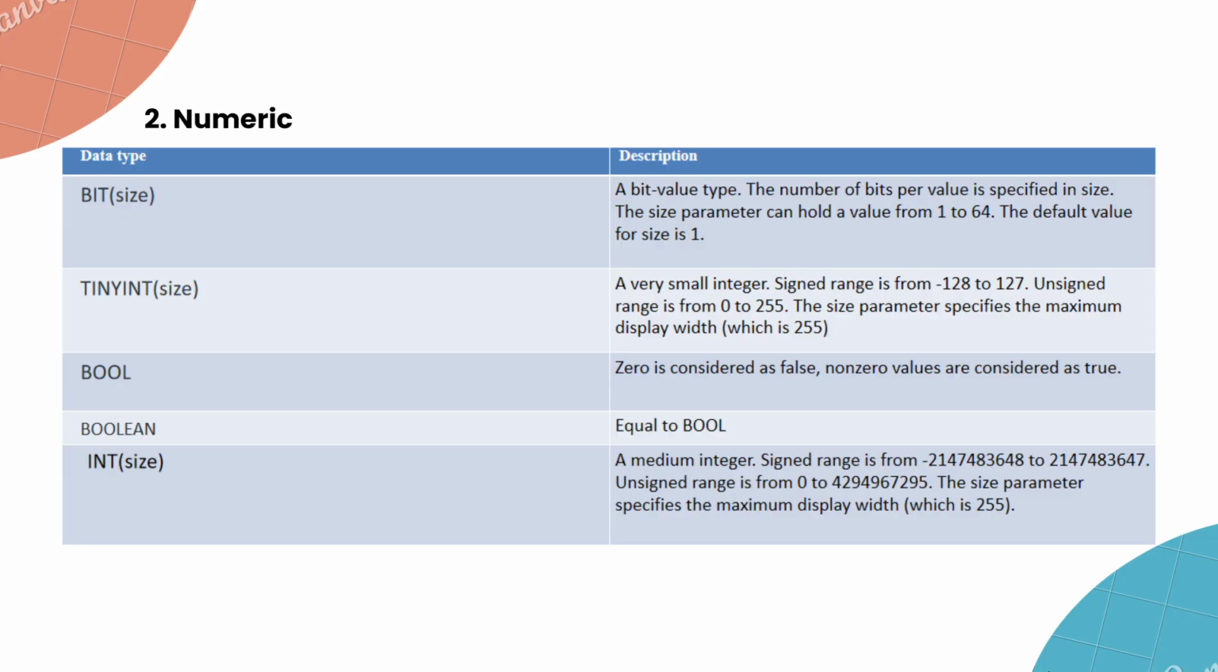Boolean, equal to bool. Int, a medium integer. Signed range is from -2147483648 to 2147483647. Unsigned range is from 0 to 4294967295. The size parameter specifies the maximum display width, which is 255.